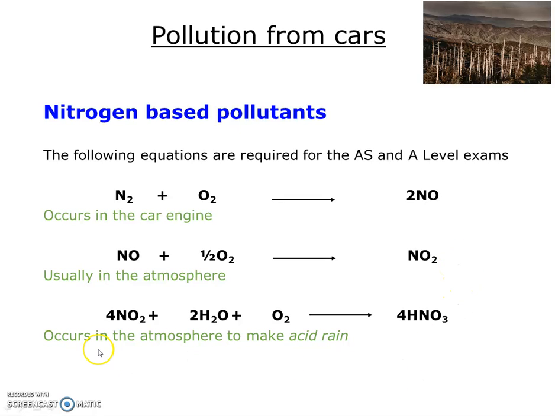And then, how does this get converted into nitric acid to make acid rain? You get 4 nitrogen dioxides plus 2 water molecules plus an oxygen molecule, and you get 4 molecules of nitric acid. You can use multiples in these equations, in this one and this one, i.e. you can multiply everything by a half there, multiply everything here by a half.